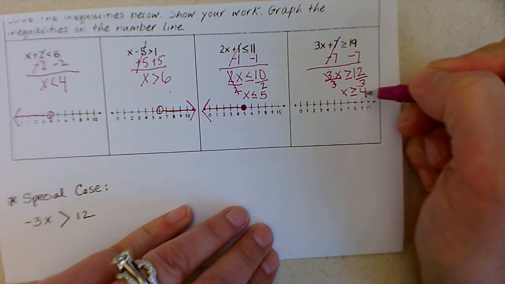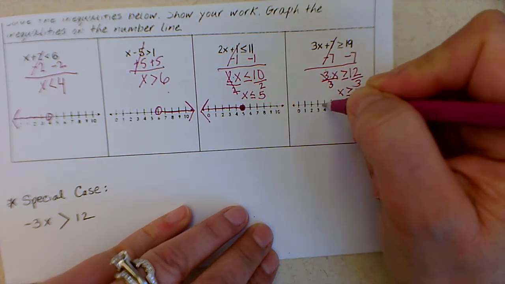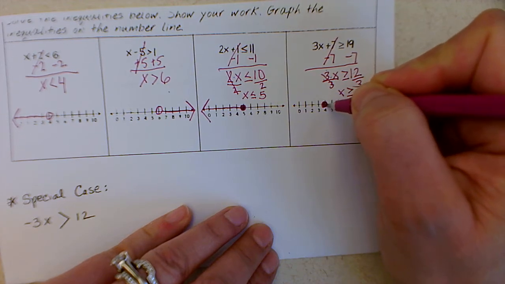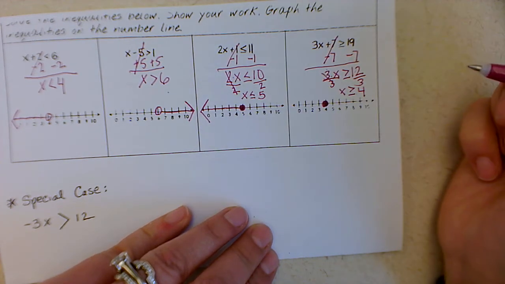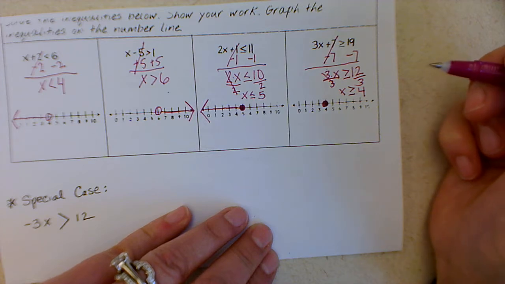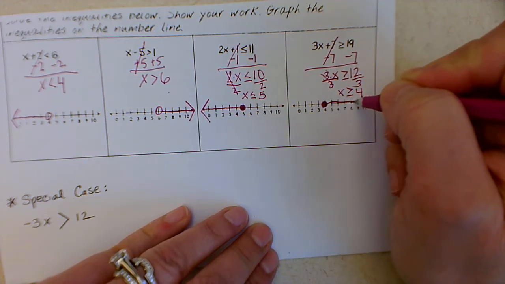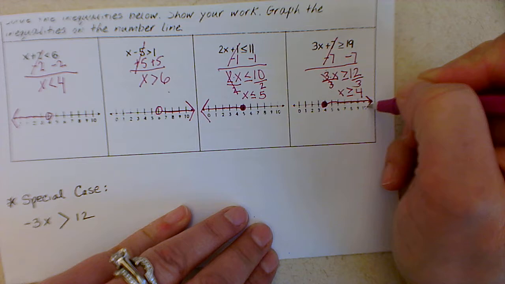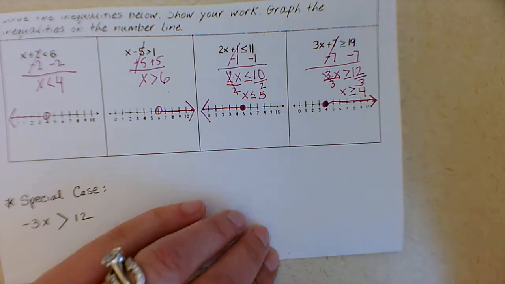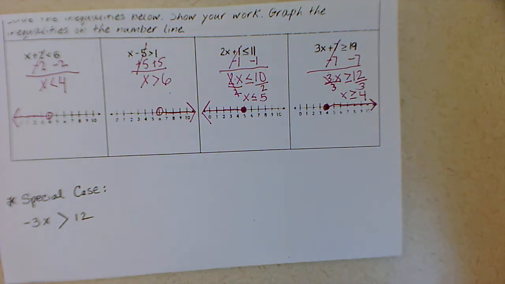So it's greater than or equal to, which means we can have a closed circle because it can equal 4. So a closed circle on 4. All of the numbers that are greater than 4 are 5, 6, 7, 8. So greater than or equal to 4, 5, 6, 7, 8, and so on and so forth down the line.